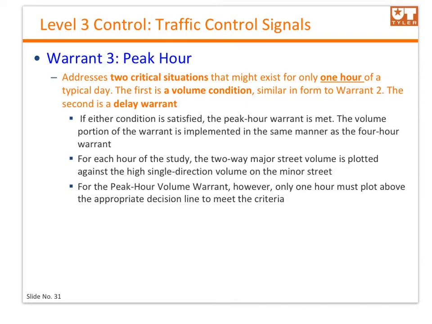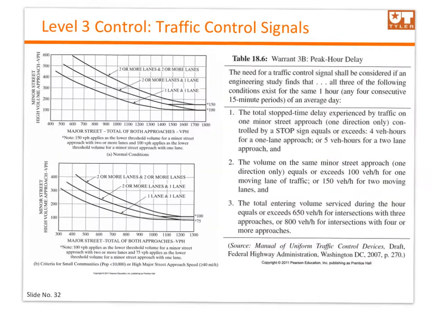For each hour of the study, the two-way major street volume is plotted against the high single direction volume of the minor street. For the peak hour volume warrant, however, only 1 hour must plot above the appropriate decision line in order to meet that criteria. So this here is condition A, and this condition B is related to the delay. For condition A, under this warrant, I will plot all the 12 points, and if 1 point only is higher than the appropriate decision curve, this means the warrant is met.